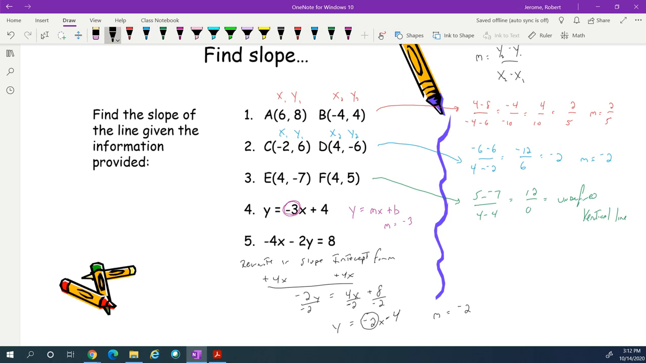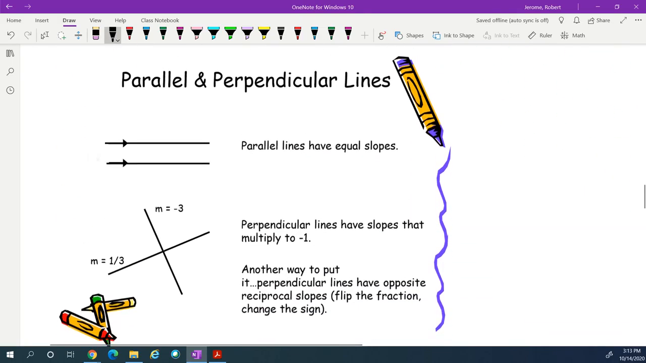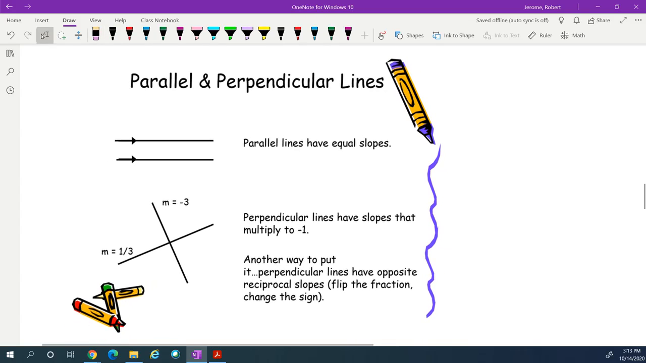Okay, so we can find the slope of a bunch of different lines. We're going to use slope. Remember, we started off saying we're going to use slope to determine if lines are parallel, perpendicular, or just plain old intersecting lines. Those are the only choices. Either lines are parallel or they intersect. Now, sometimes they intersect in a special way, perpendicular. So let's look at that.